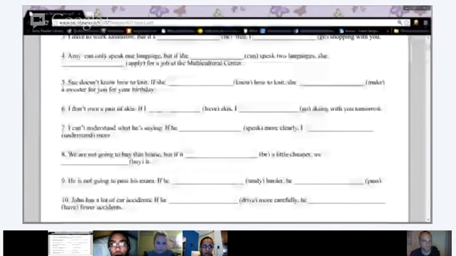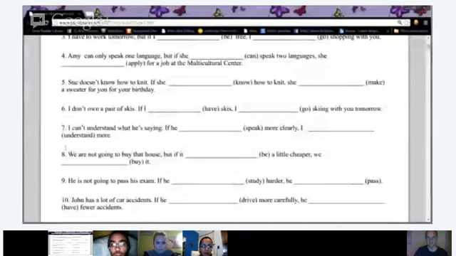Sue doesn't know how to knit. If she knew how to knit, she would make a sweater for you for your birthday. Good. I don't own a pair of skis. If I had skis, I would go skiing with you tomorrow. Excellent. If I had skis, I would go. Nice. Okay, let's go to numbers 7 and 8. Vladimir?